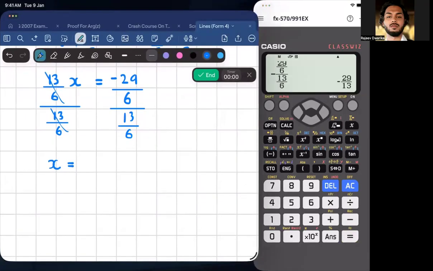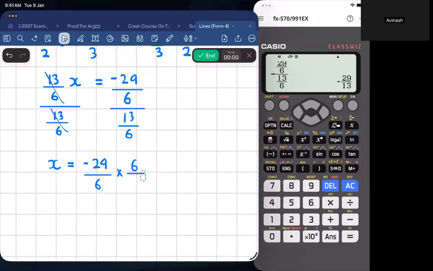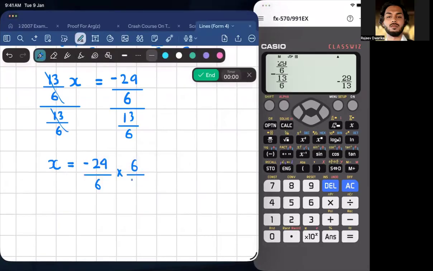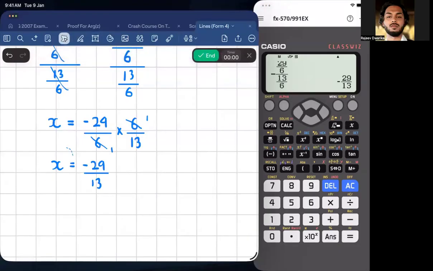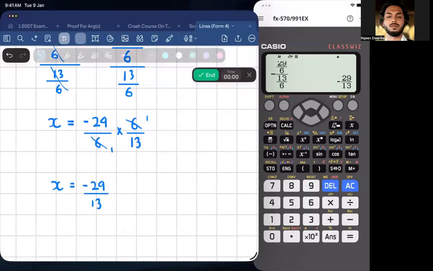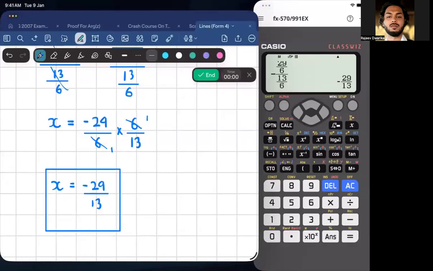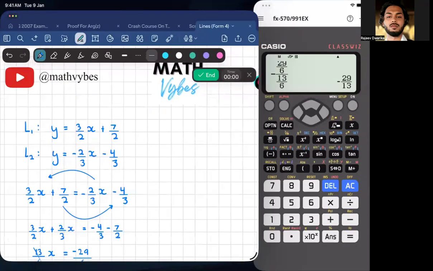And if you were to do it manually, watch. You said that dividing by 13 over 6 is the same thing as multiplying by 6 over 13. What's going to happen there? We're going to cancel off the 6, and you're going to end up with minus 29 over 13. So we successfully found x, and to find y, you're going to pick one of the equations and just plug that in. Which equation do you want to use to find y? 1 or 2?